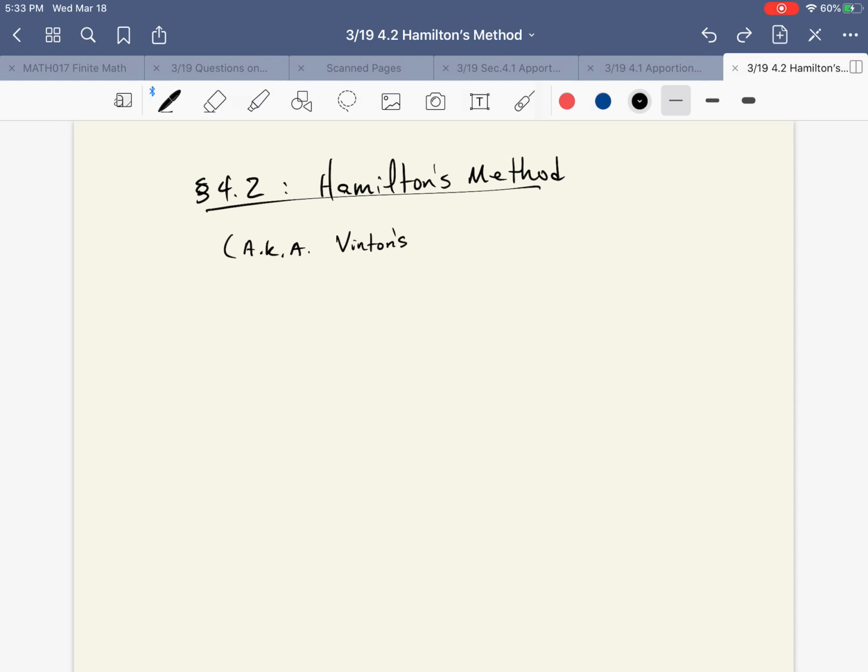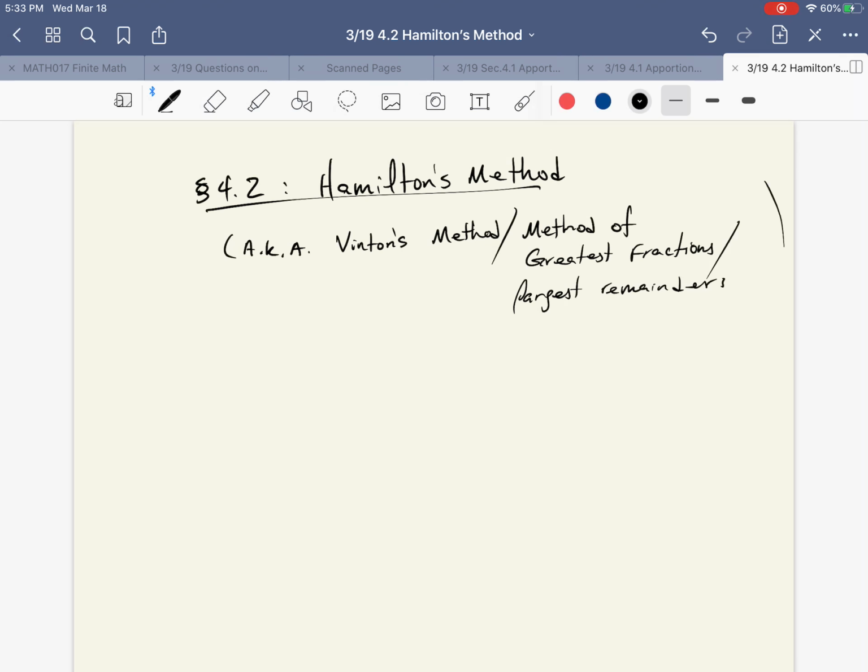It's also known as the method of greatest fractions, or largest remainders. What a lot of pseudonyms.